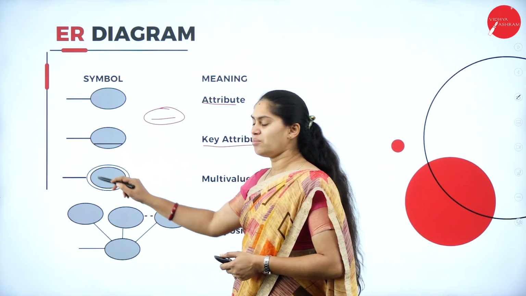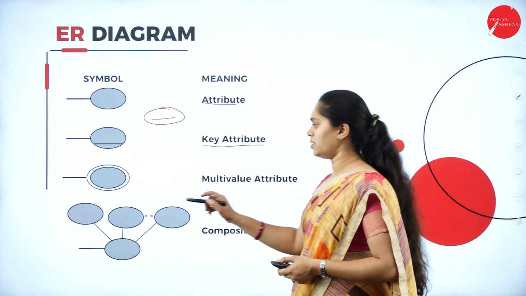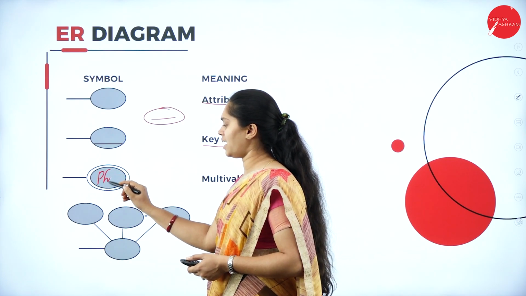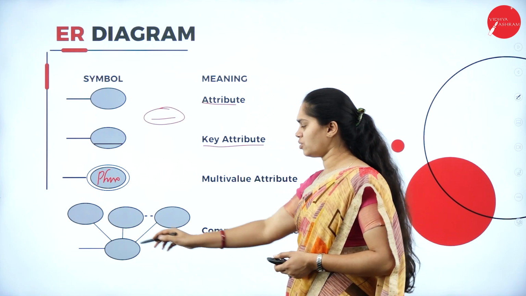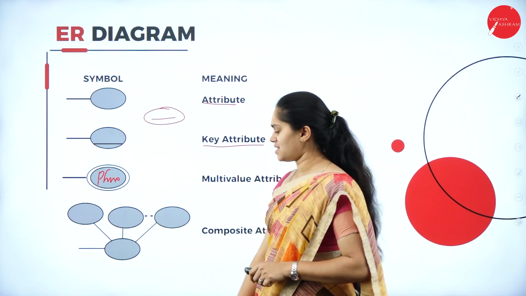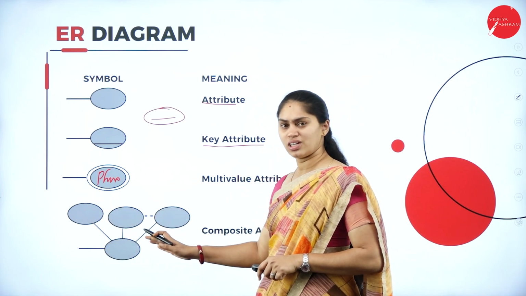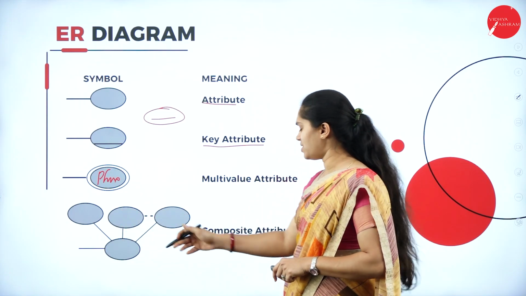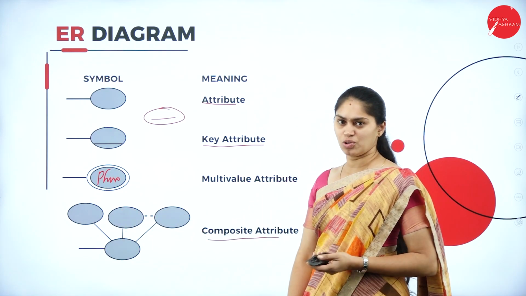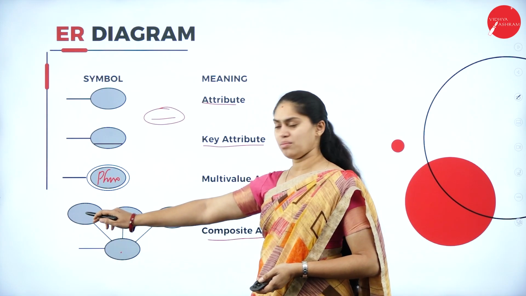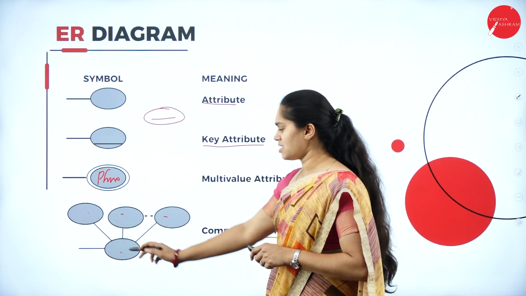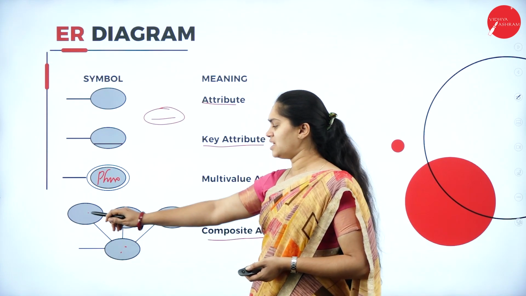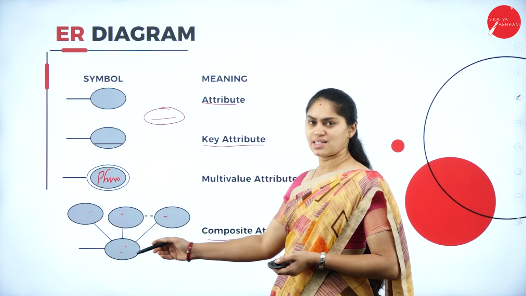Next we have multiple values, for example, phone number or email ID. In order to represent this value, we have a double oval. When you look into this, you can easily say that if one ellipse is connecting to another ellipse, then we say that as a composite attribute. Example, name: first name, middle name and last name. If I take the address, that is also specified as street, city and state, like that.